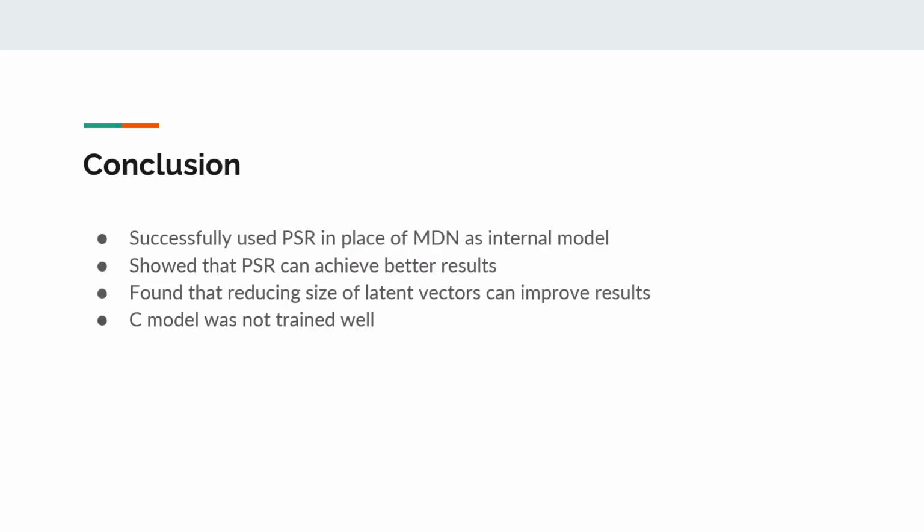In this study, I have replaced the MDN model with the PSR model and showed that it can achieve better, if not comparable, performance on the car racing and Pong environments. I also found that reducing the size of the latent vectors improved the agent's performance. However, due to the CPU constraints, I was unable to train the C model well, which leads to the poor performance. So for future work, more CPU cores can be used to improve the performance.